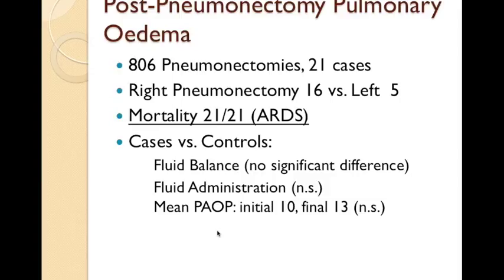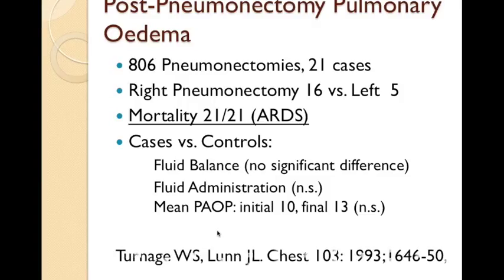mean pulmonary artery pressures initially were 10 and finally at the end of the operation were 13, meaning the pulmonary artery occlusion pressure, or pulmonary artery wedge pressure, which is a measure of your left ventricular filling, went up a little bit, but it was not thought to be statistically significant. So that's the article. What does that mean?